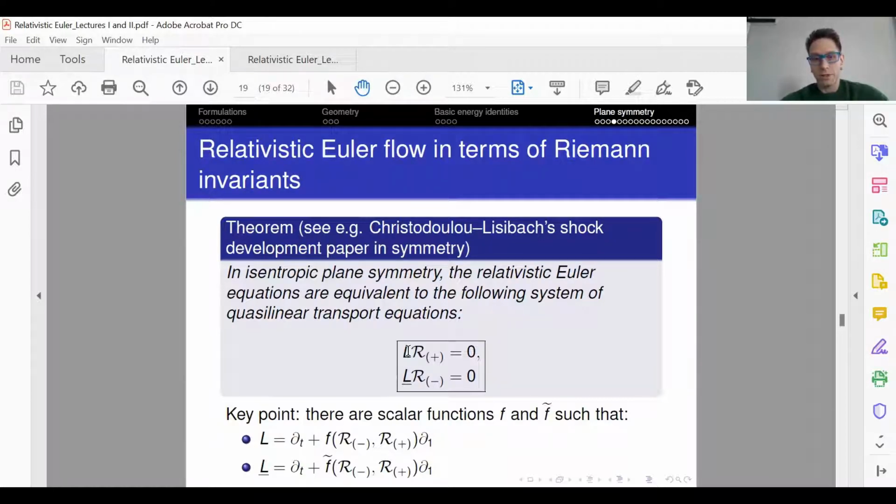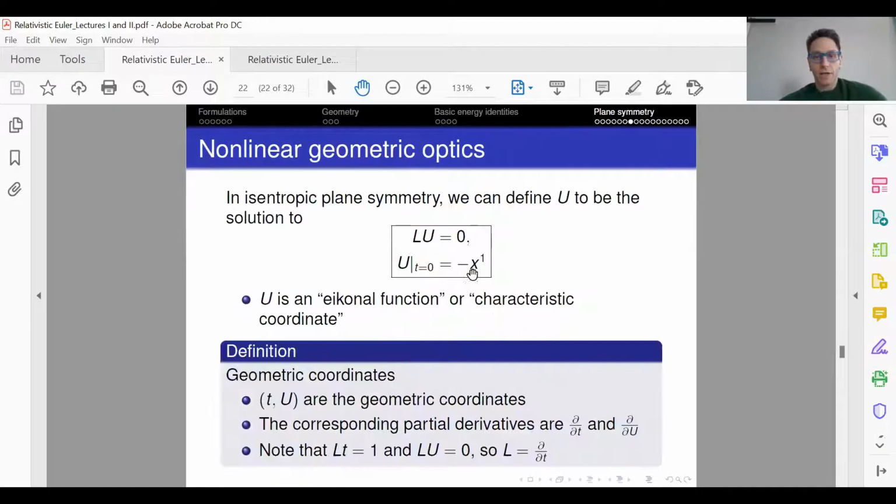And as I was already trying to show you at the end of last time, you can discover a lot of exciting phenomena, even within this very simple symmetry class. And one way forward, the most fruitful way forward, as we talked about last time, is you can introduce an eikonal function, U, which is basically the method of characteristics, and it solves a transport equation. So in plane symmetry, remember this operator L is predetermined. So this is really a linear transport equation for U. Away from plane symmetry, you have to solve the eikonal equation, which is fully nonlinear hyperbolic.